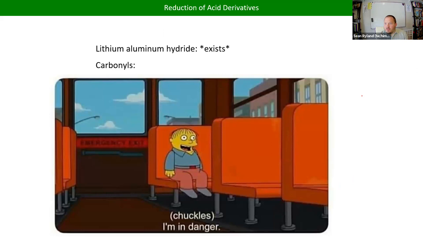And just because I couldn't pick just one meme for this one, lithium aluminum hydride lends itself to memes well. If you have lithium aluminum hydride around, you're not going to have any carbonyls left at the end. Your lithium aluminum hydride just destroys carbonyls. It reduces pretty much anything you put it with. If you put it with water, it reduces the water and produces hydrogen gas and hydroxide. You put it with anything, it's going to reduce it, with the exception that you can't further reduce the alcohols.